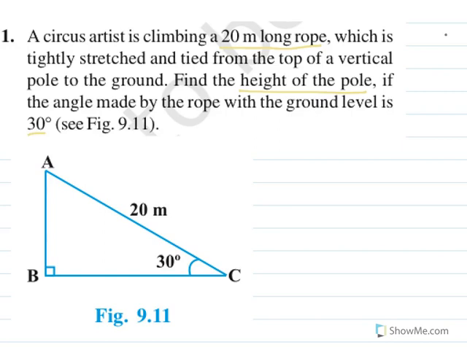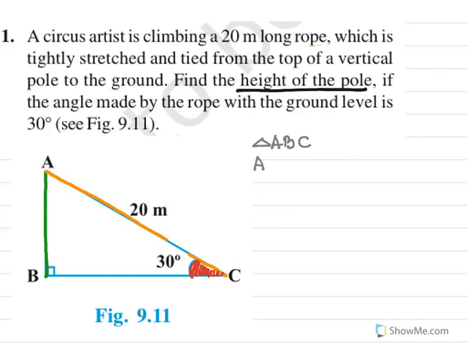We have a pole and we have a rope here. So this is the pole. AB represents the pole, and from the pole there is a rope that is tied. So AC is the rope, and they said the angle between the rope and the ground. So here is the rope and here is the ground, and this angle between the rope and the ground is 30 degrees. We need to find the height of the pole.